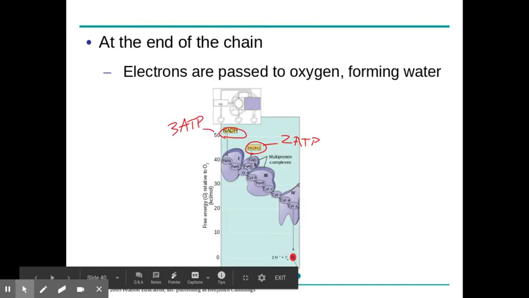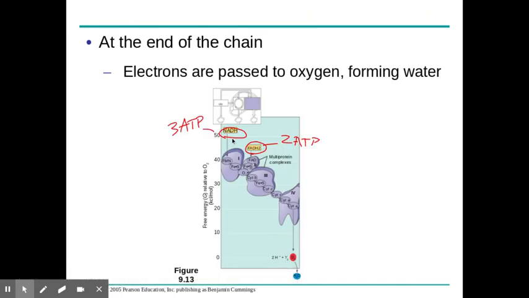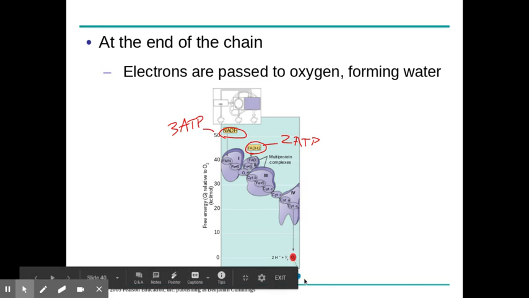It is good to point out that NADH has about a third more energy than FADH2. We create about 2 ATPs per FADH2 molecule. We create about 3 ATPs per NADH molecule, so it does hold a little bit more. But those electrons would move through the ETC and eventually go into oxygen, which creates water.